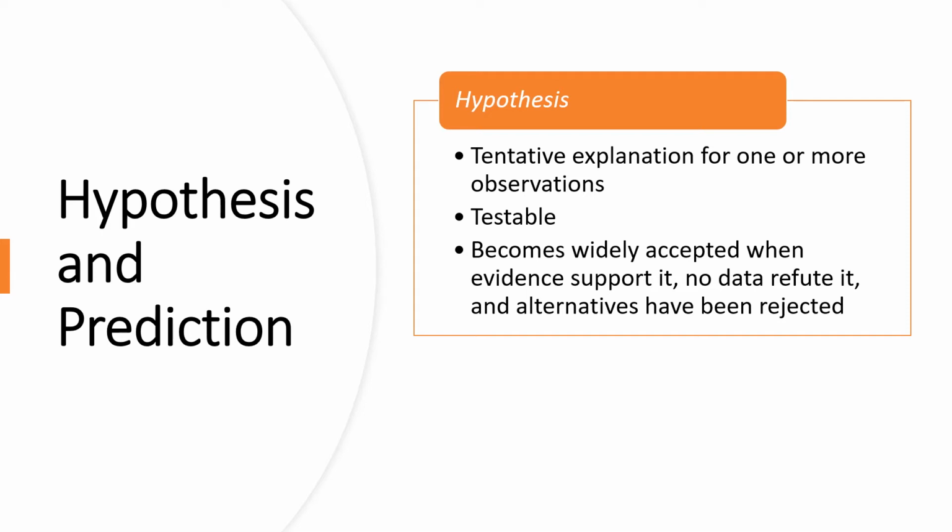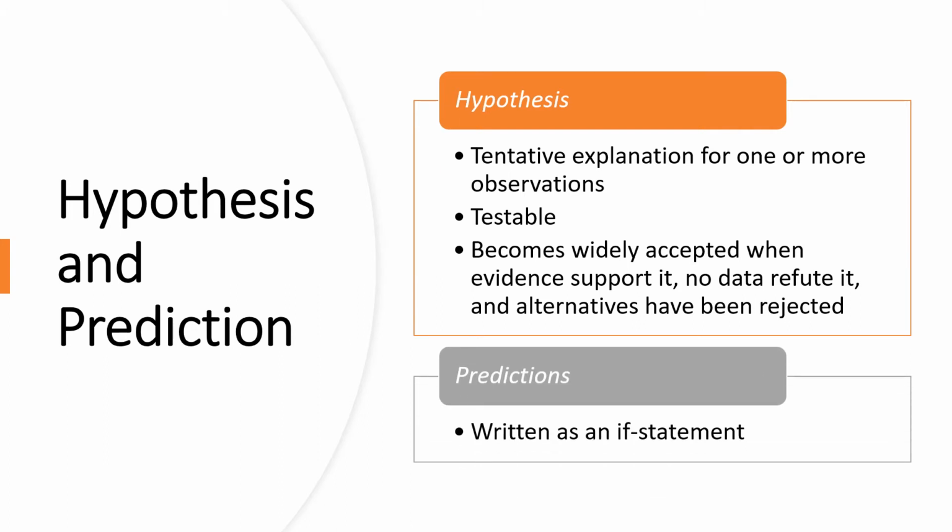Nevertheless, a hypothesis becomes widely accepted when multiple lines of evidence support it, no credible data refute it, and plausible alternative hypotheses have been rejected. Now, a hypothesis is a general statement that could lead to specific predictions. Often, a prediction is written as an if-then statement. As a simple example, suppose you hypothesize that your lawnmower stopped working because it ran out of gas. A reasonable prediction would be: if I put fuel in the tank, then my lawnmower will start.